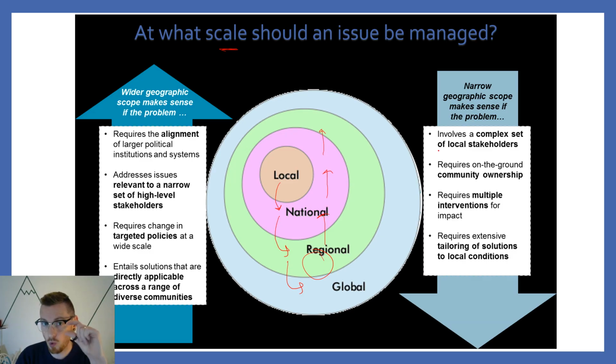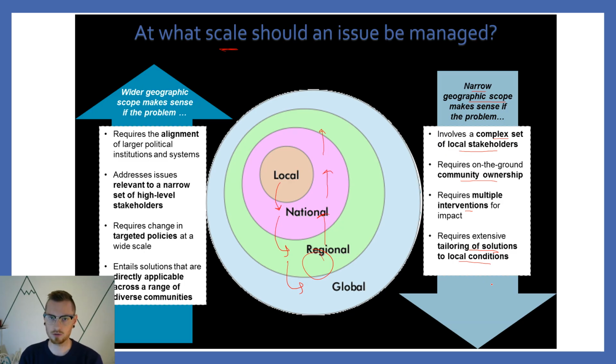if we're looking at it on a smaller scale, so a narrower geographical scope, where we try to manage the impacts or manage an issue, we might have to involve a lot of local stakeholders, local players, people who will be affected by, who have an opinion on, that issue. It might need a lot of community ownership, so a lot of the community being involved and taking part. It might need a lot of interventions, a lot of strategies, and there might be a lot of tailoring of solutions to the local conditions.